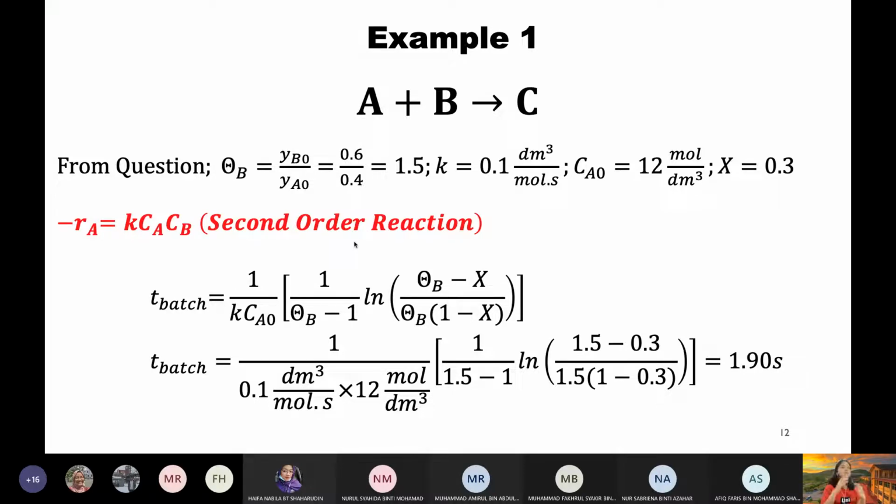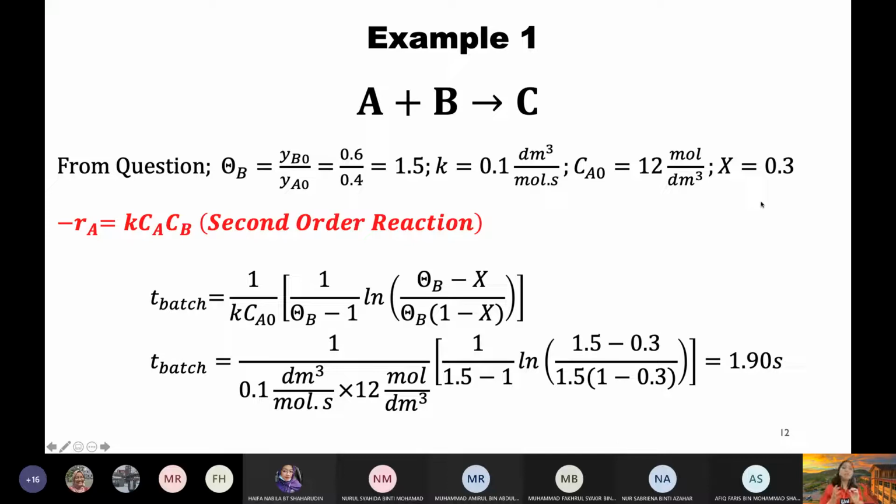So first of all, like I told you, kalau dia beri kamu initial amount of the reactant, definitely untuk cari theta B. So kamu tahu theta B sama dengan dia bagi mole fraction, right? So initial mole fraction B over initial mole fraction A. So you get YB0 per YA0, you get 0.6 divided by 0.4, you get 1.5. Done. Okay, next. Dia beri kamu K, they give you CA0, they give you X.